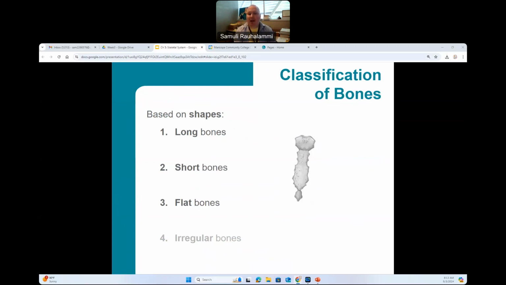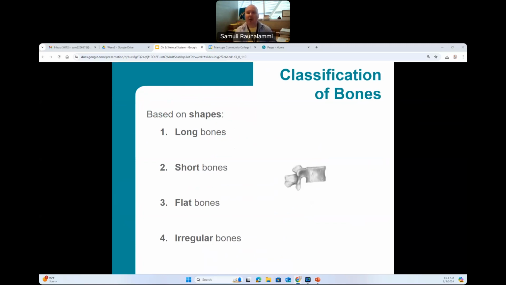And the final group that I have for us to look at is what classifies as irregular bones. I often think of this kind of as a catch-all group for bones that do not fit into other categories. So these bones are often irregular in shape. Good examples would be, for example, your vertebrae or even your hip bones.